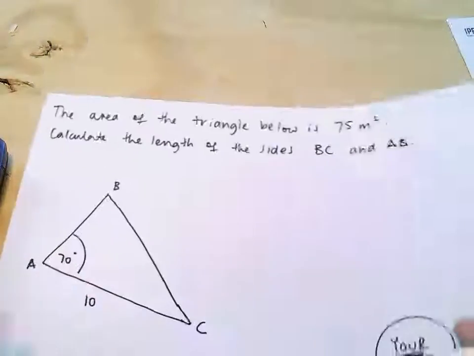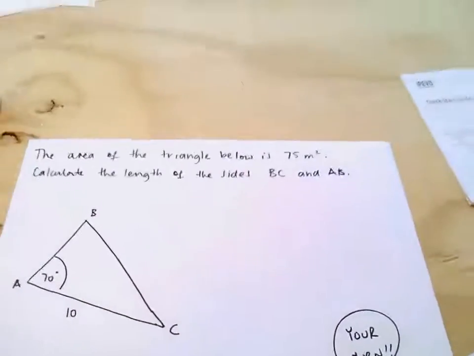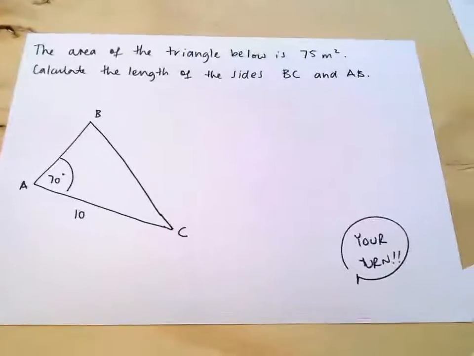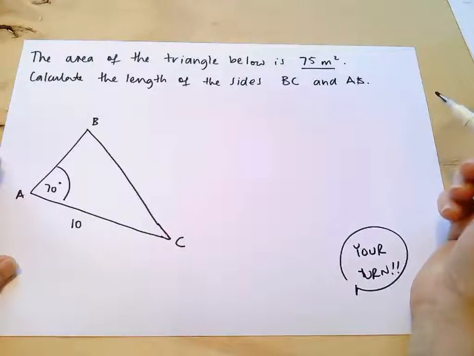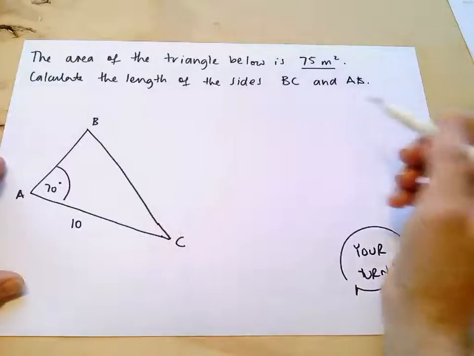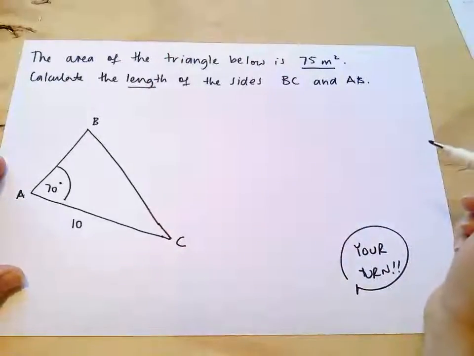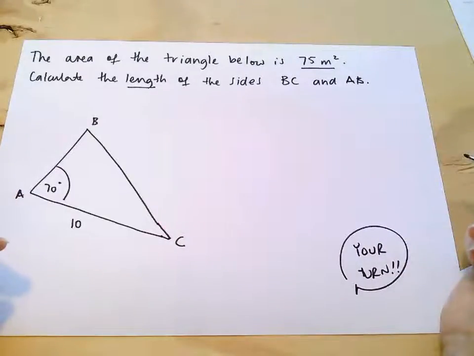And here's your lucky last question. It's a little bit of a tricky one, of course. I'm trying to put some harder ones in for you. So, it says the area of the triangle below is 75 metres squared. This time it asks you to calculate the length of the sides BC and AB. So this one's asking you to calculate the length of a side. So you're going to need to use the one not to calculate the angle, but to calculate the length of the side. You'll also need to do a little bit of thinking about which of those sides to calculate first. So good luck and all the best.